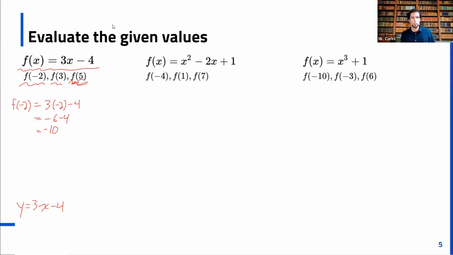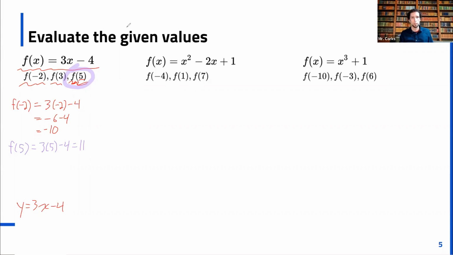So I wrote a bunch here. Maybe we don't need to actually do all of them. Let's try this. f of 5. So take a moment and calculate that and then tell me the answer you get. Okay, anyone? We see in the chats. So 11, 3 times 5 minus 4, that's 11.